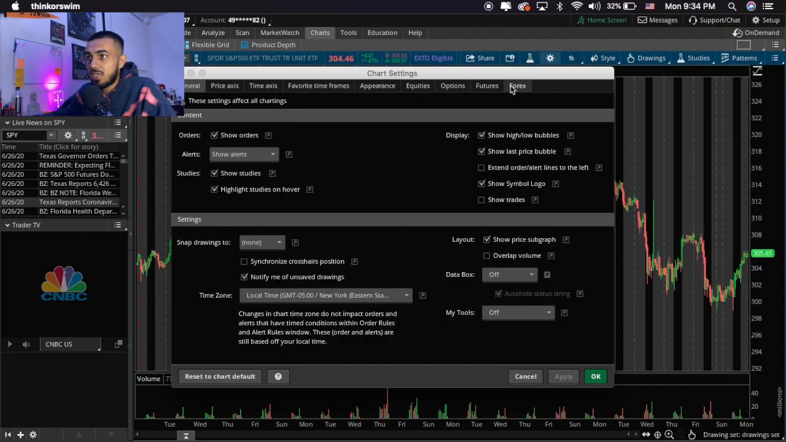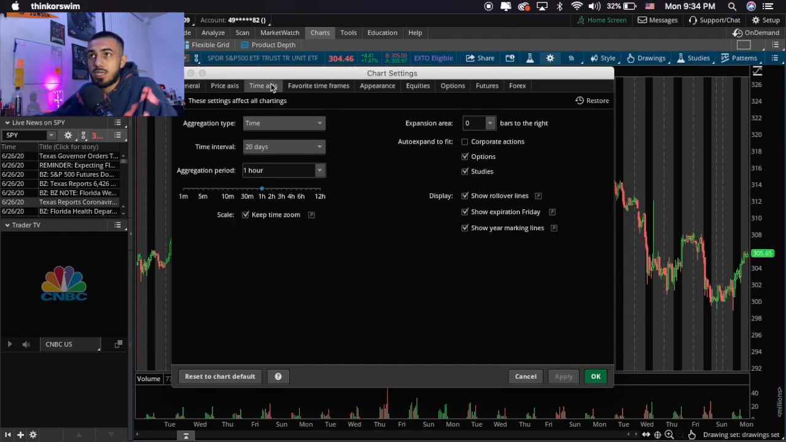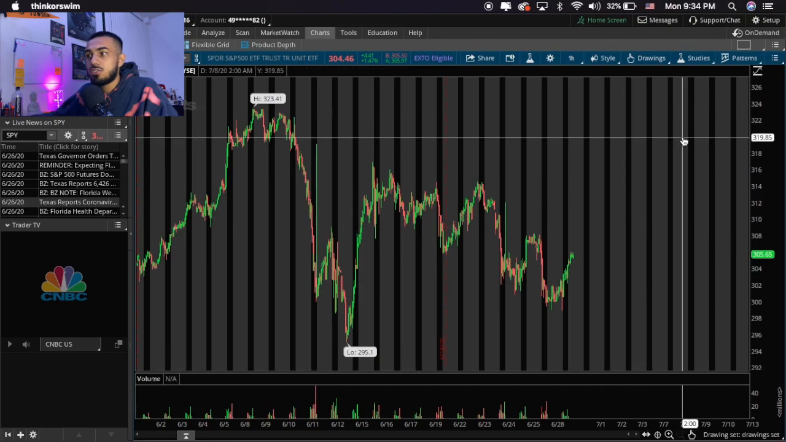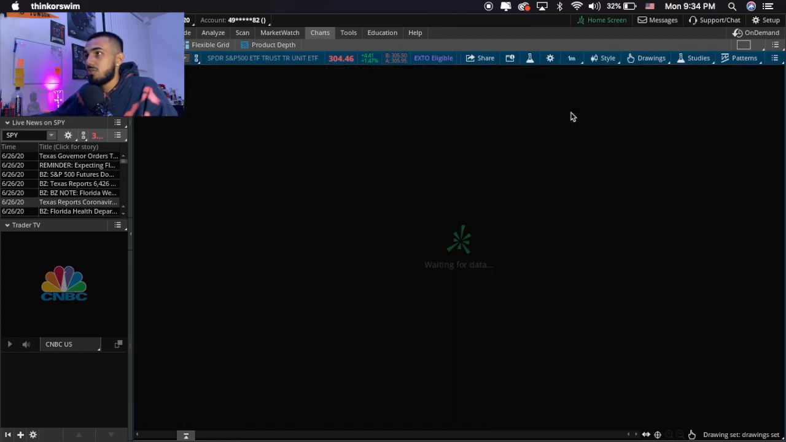I don't really like that, so what I do is I go to time axis and I change this to 200. Okay. And after I do this, you can see I have all this gray area right here for me to chart on.